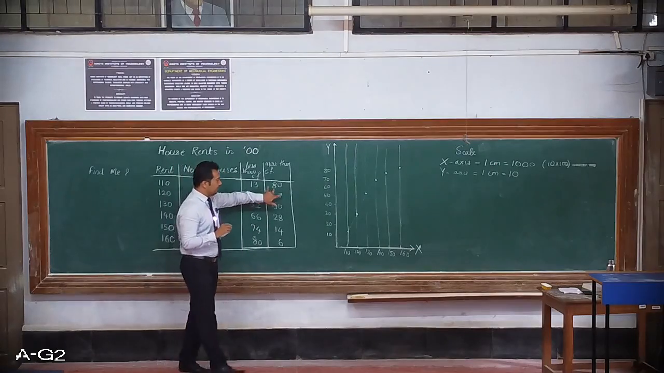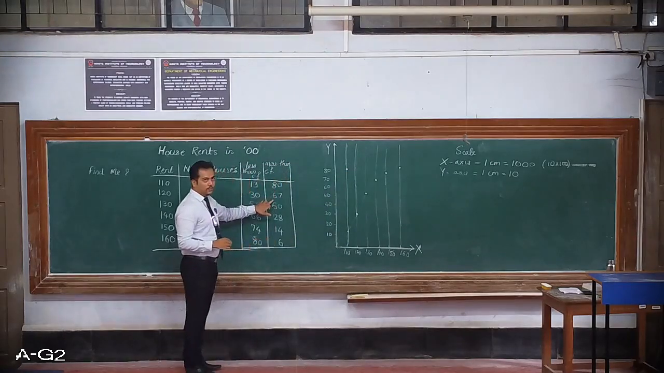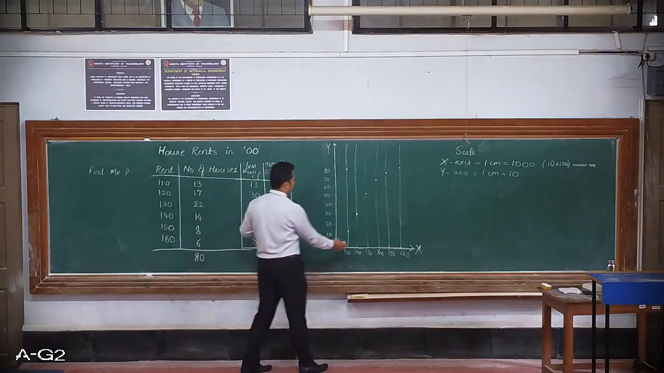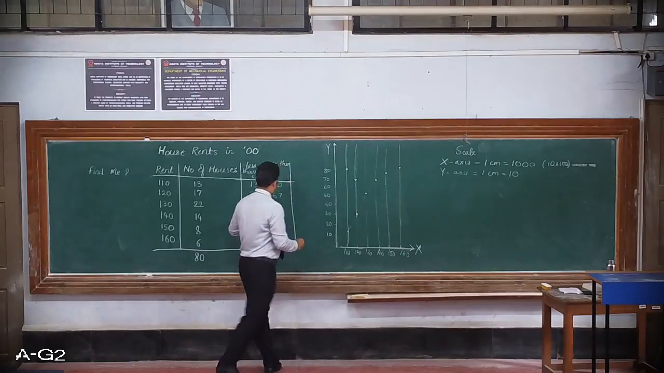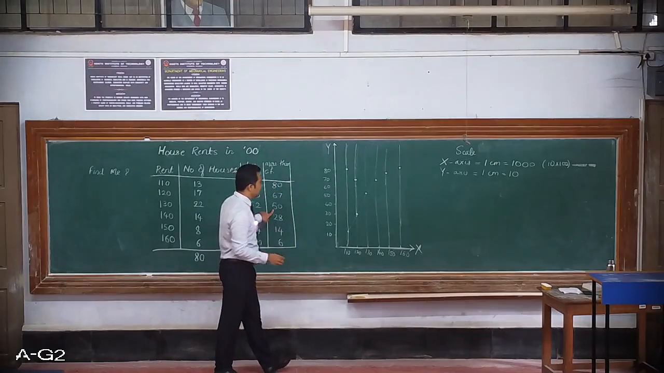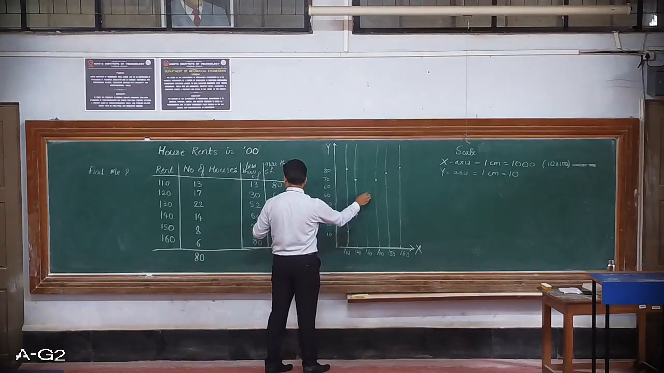Starting with the first value, 80. So for 110, start here with 80. For 120, it is 67. So 60 comes here, 65 in the middle, 67 would be somewhere here. Then next, for 130, it is exactly 50. So it is the common point here. So actually it comes here, 50.